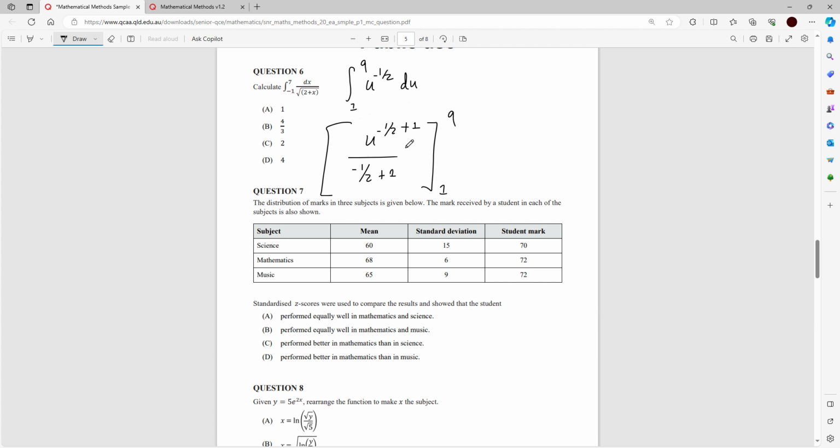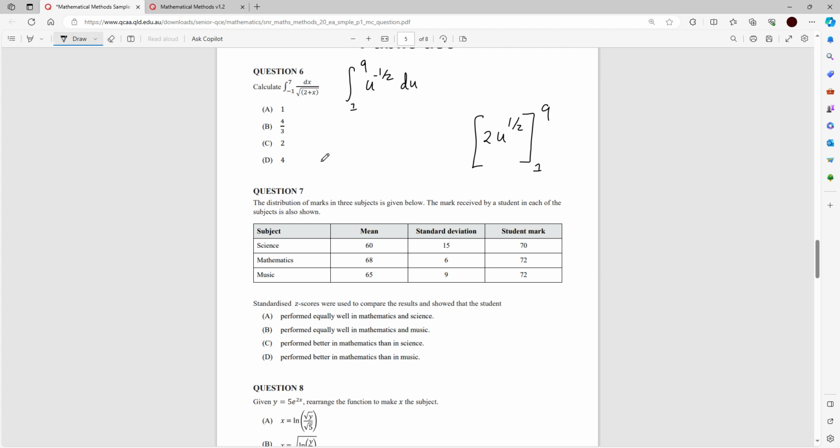Now, -1/2 plus 1 is just +1/2, so what we're going to get is u to the power of 1/2. Negative 1/2 plus 1 is a half, but it's being 1 over, so it's going to be the same as times by 2. So we get 2u^(1/2) from 1 and 9. So rub this stuff out now.